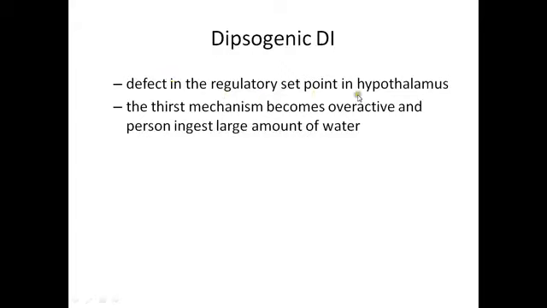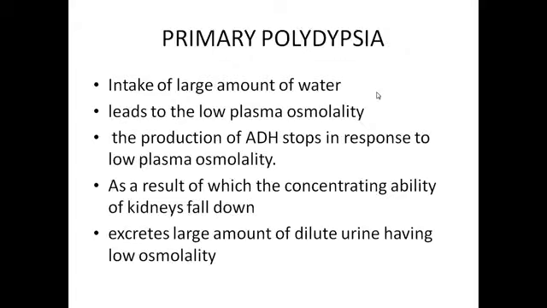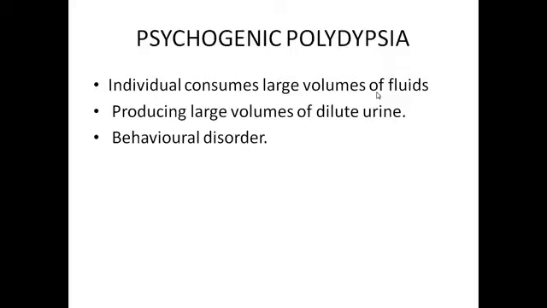Dipsogenic: defect in the regulatory set point in the hypothalamus. So here there is a thirst center in the hypothalamus, and it is set at a point. That is the point when you start feeling thirsty. So there is a defect in that regulatory set point in the hypothalamus. It can be because of injury, because of infection, anything. So what happens, the thirst mechanism becomes overactive and the patient starts drinking a large amount of water, and something similar to primary polydipsia takes place. Okay, that's dipsogenic.